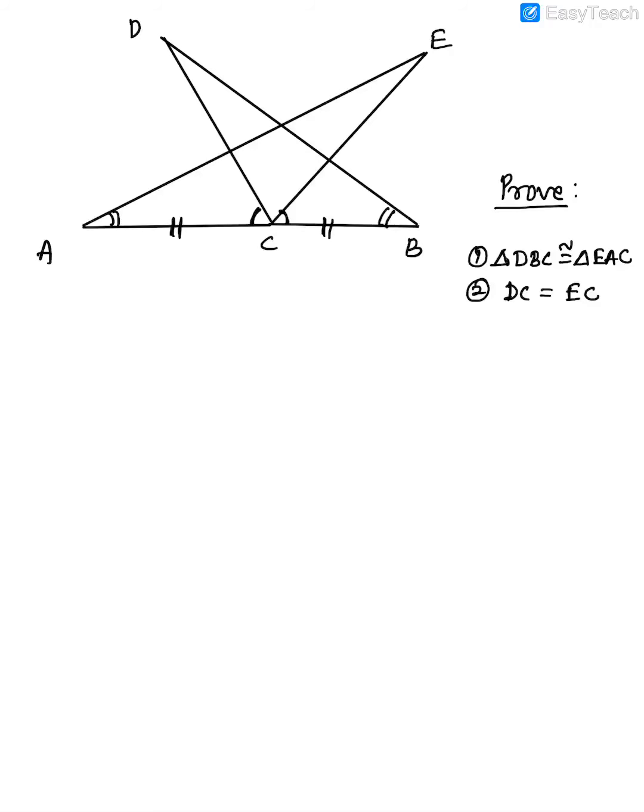Fine, guys. Now, let's start. So first, let's figure out the triangles. Which triangles are they talking about? One of them is DBC. I'll just shade that triangle this time. Probably it'll become a little easier for you to understand.